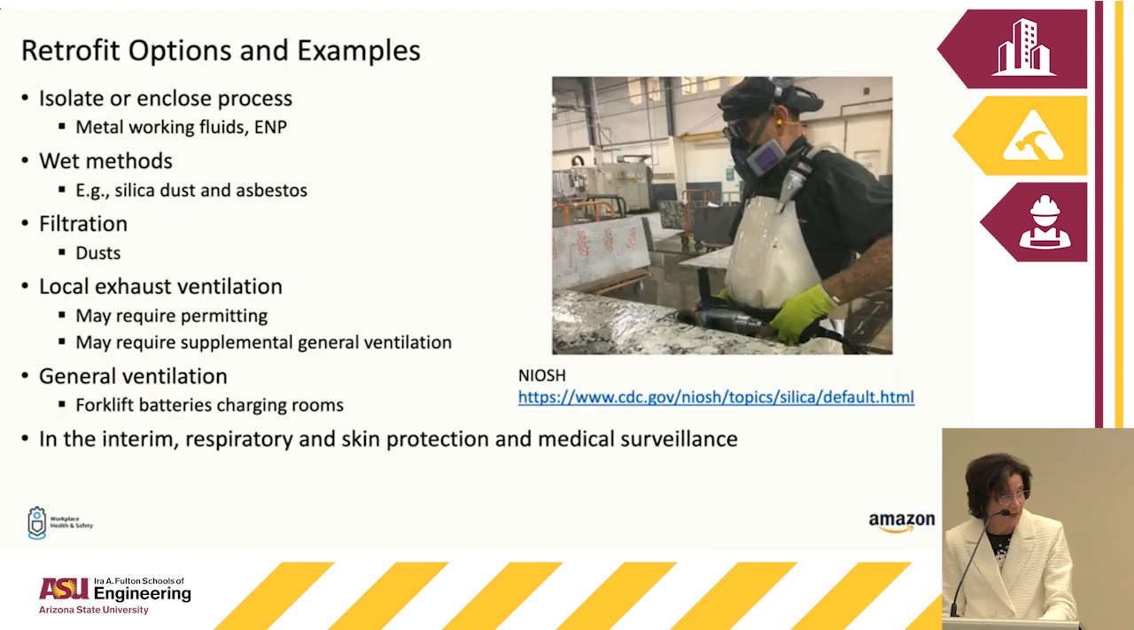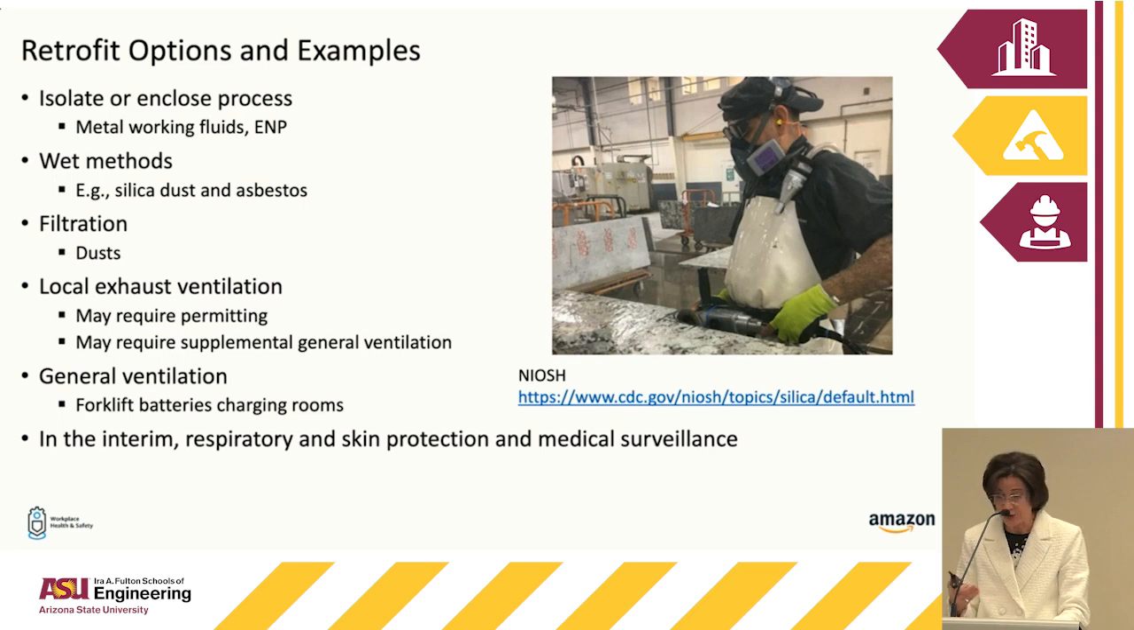So let's talk about then retrofit options and examples. The first thing is to isolate or enclose the process, and a good example might be for metal working fluids or engineered nanoparticles. NIOSH has done a really wonderful job creating design requirements or guidance for engineered nanoparticles that I think predominantly have been accepted and are being implemented. Wet methods, and you know all this from silica dust and asbestos exposures and the use of wet methods to keep exposures down.